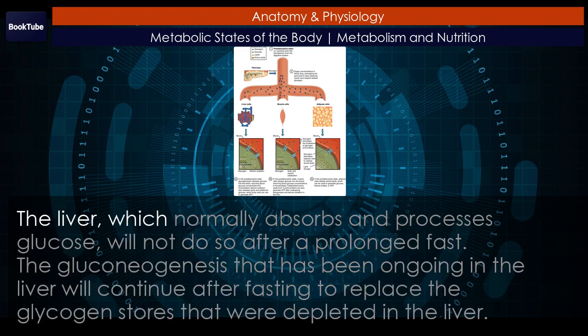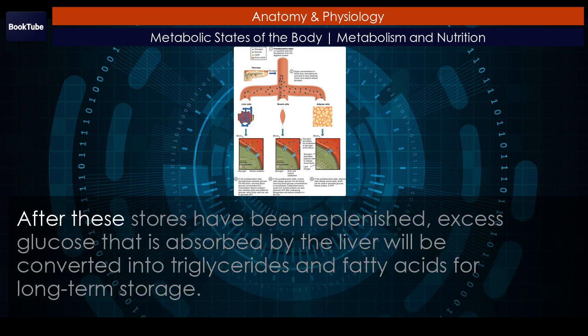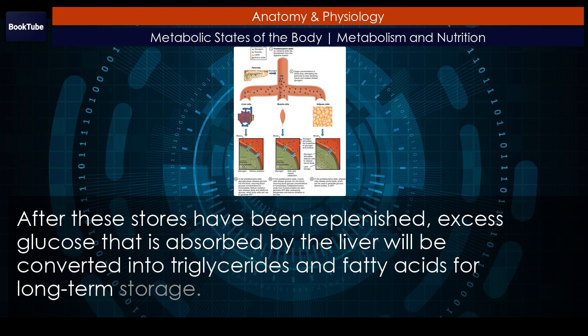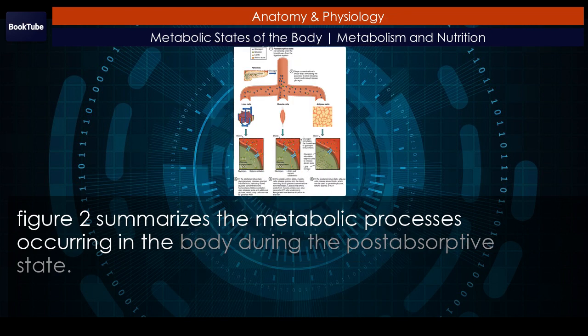The liver, which normally absorbs and processes glucose, will not do so after a prolonged fast. The gluconeogenesis that has been ongoing in the liver will continue after fasting to replace the glycogen stores that were depleted in the liver. After these stores have been replenished, excess glucose that is absorbed by the liver will be converted into triglycerides and fatty acids for long-term storage. Figure 2 summarizes the metabolic processes occurring in the body during the postabsorptive state.